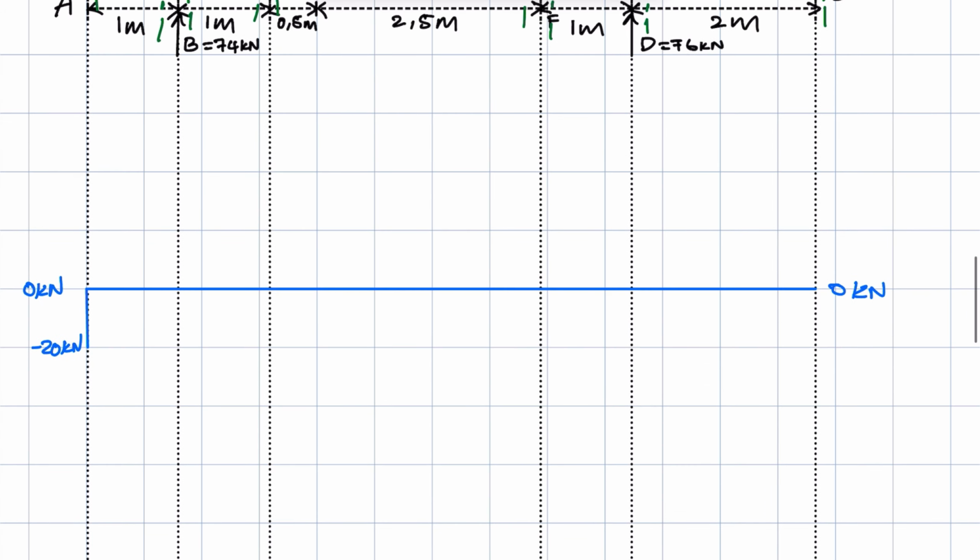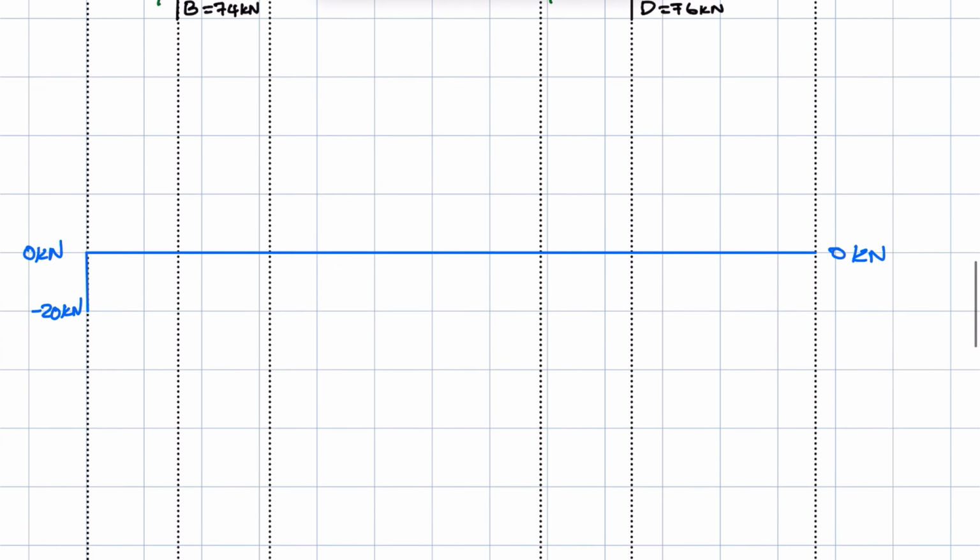So we have the negative 20 kilonewtons. That's the only force to consider on the left of section A. So we go to the next section. We're first going to consider the section on the left of point B, and then consider forces on the left of that section.